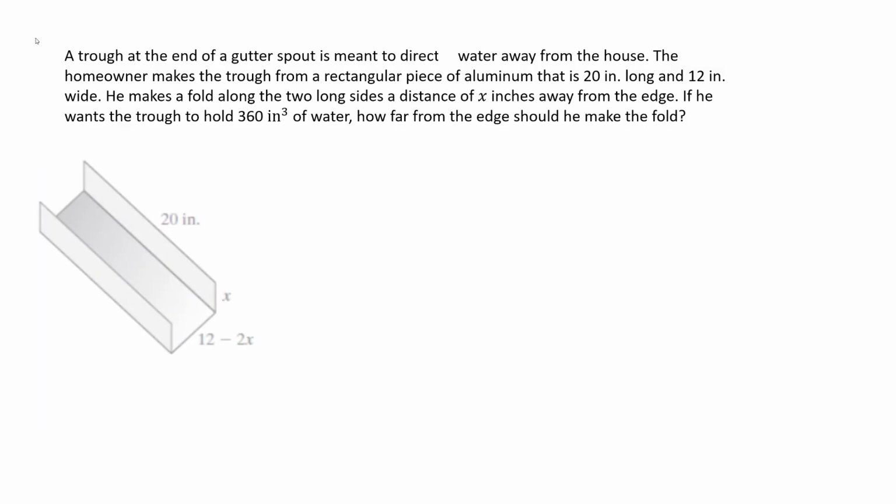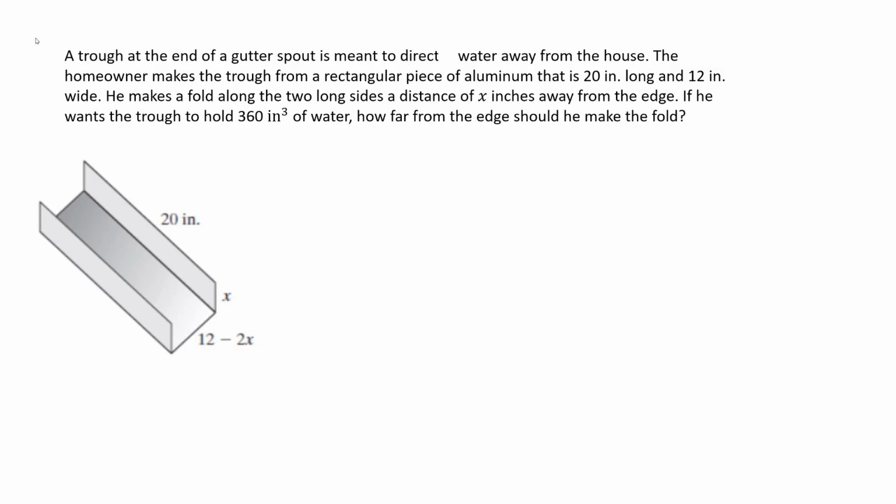He's going to fold up the edges to create a gutter so that water can flow from the water spout away from the house. And so he's folding it up and it looks like this now. He's folded it up x inches away from the edge to create this ridge to keep the water in as it flows away from the house. And so it started out being 12 inches wide, but since he has folded it up x on one side and x on the other side, now the width of the gutter is just 12 minus 2x, and it's still 20 inches long.